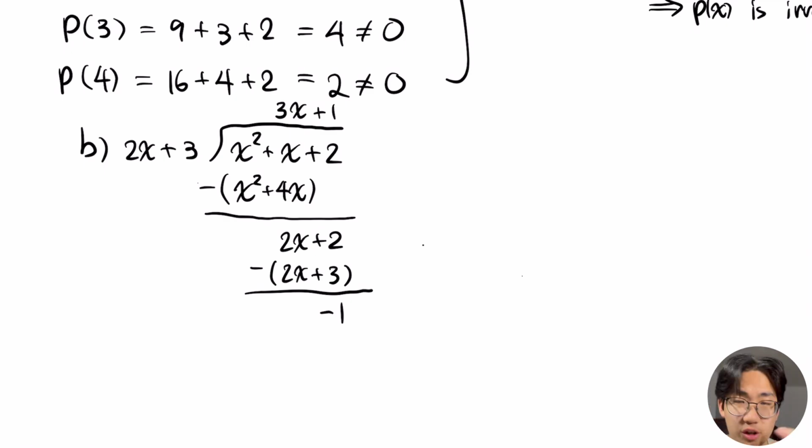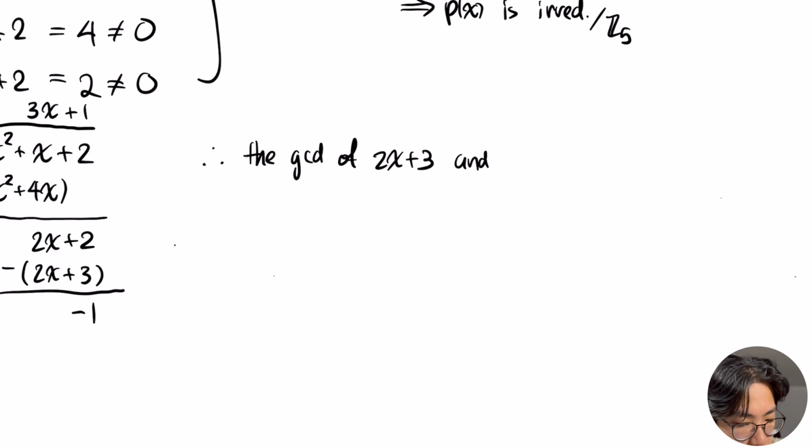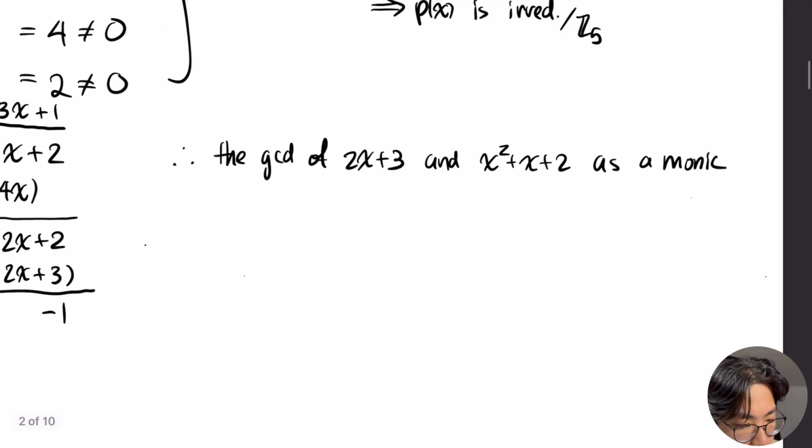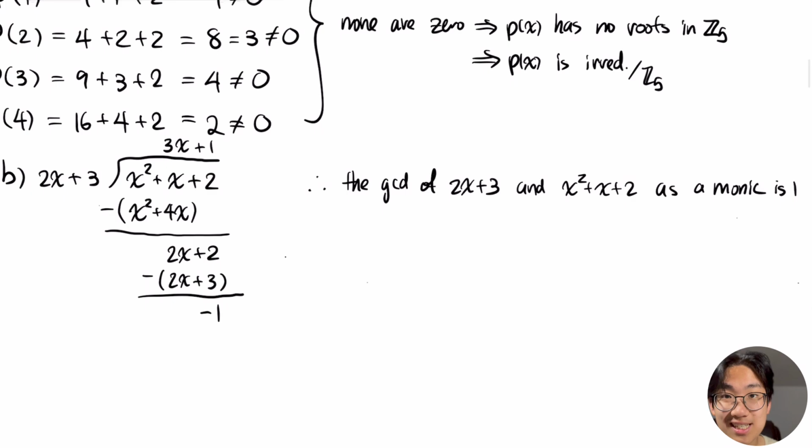With GCD, remember, we're only looking for a monic. So it doesn't even matter if it's just some constant. As long as it's a linear term, we know we're on the right track. So we can now just conclude that the GCD of 2x plus 3 and x squared plus x plus 2 as a monic is simply just 1. Cool. Let's move on to part C now.